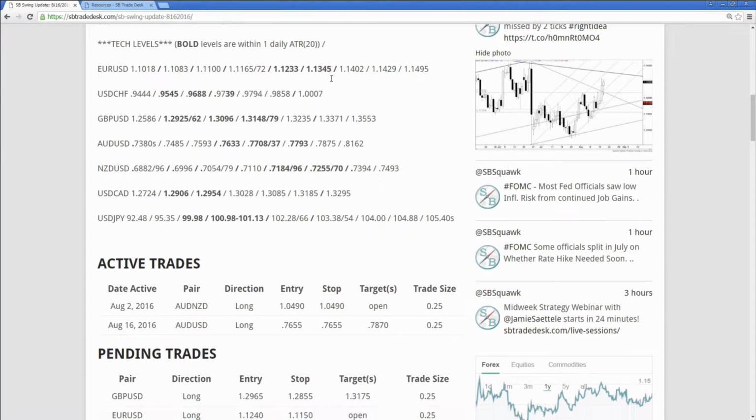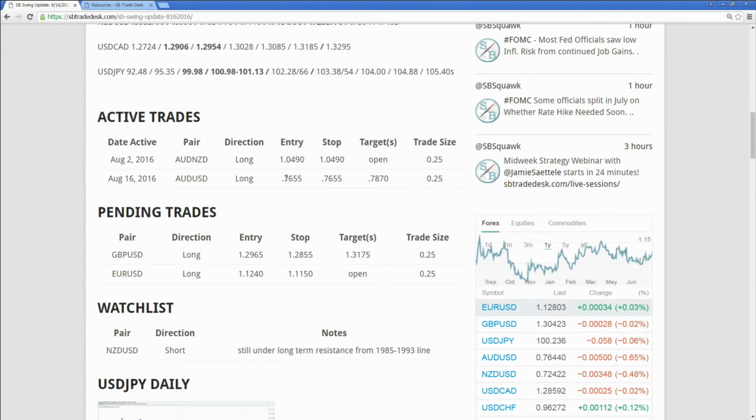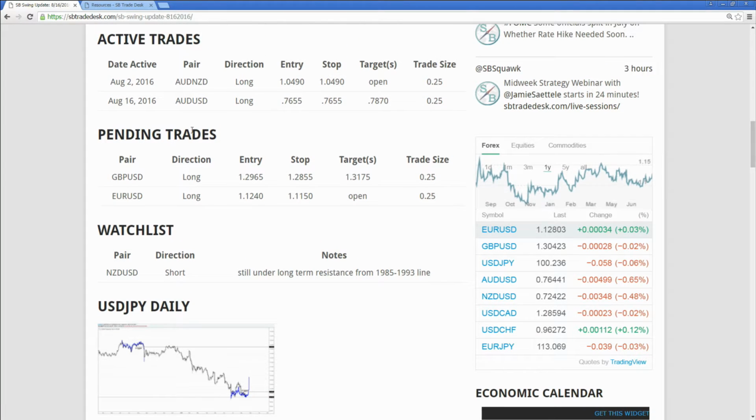Okay, simple enough. Then again, as noted earlier, you've got the active trades, the pending trades. In this case, adjusted stops are here. So in this example, actually, Aussie Kiwi been long for a while, but sitting with a break-even stop. August 16th, Aussie triggered long at 76.55. That actually was hit today at break-even.